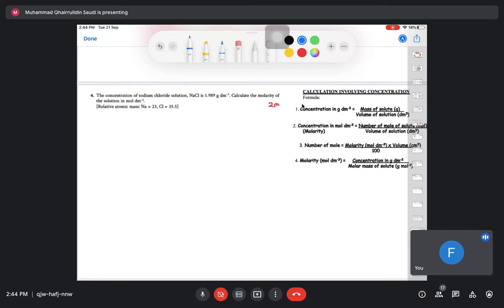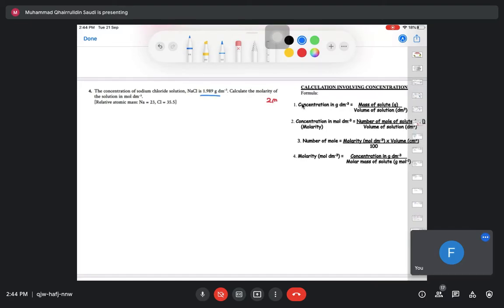Next one, number 4. The concentration of sodium chloride solution is 0.989 gram per dm cube. Calculate the molarity of the solution in mole per dm cube. We will be using formula number 4. So as usual, formula number 4 has molar mass. So we calculate the molar mass first. So molar mass of NaCl will be 23 plus 35.5. It will be 58.5 gram per mole.